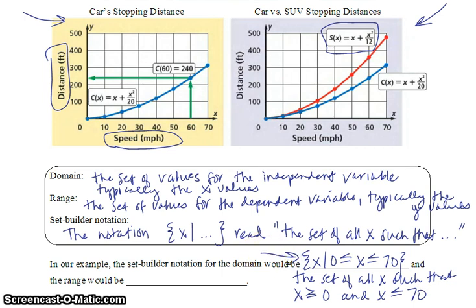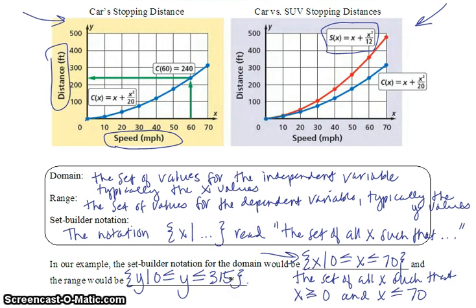And the range would be, so those are those dependent variable values or the y values, we would write a brace, and we would put a y and a straight line, and then the range from this example goes from 0 up to about 315. So we would say 0 less than or equal to y less than or equal to 315.